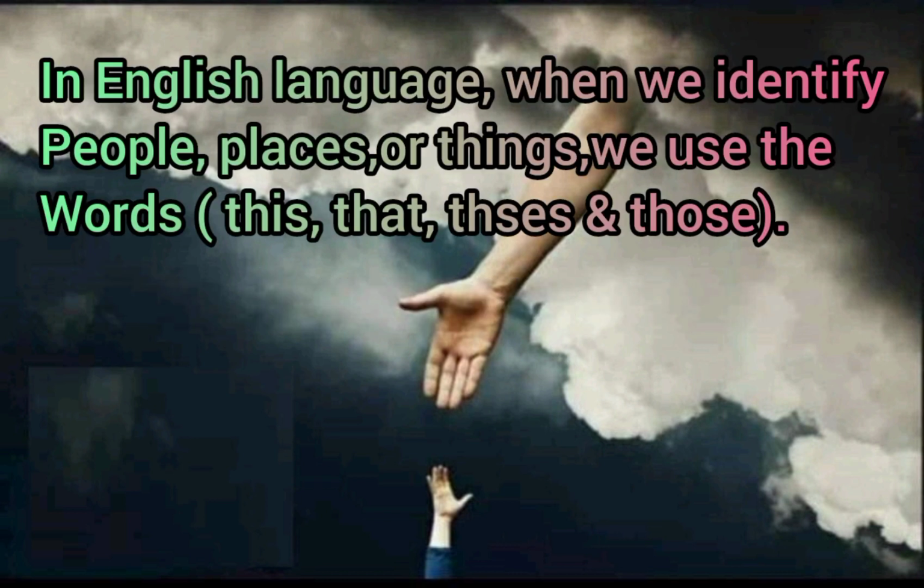In English language, when we identify people, place or things, we use the words this, that, these and those. ترجمه یې دا ده چې in English language د انګلیس په زبان کې we identify چې کله مونږ پہچان کوو people خلکو place د ځایونو things د شیزونو we use the words مونږ استعمالو the words this, that, these and those.